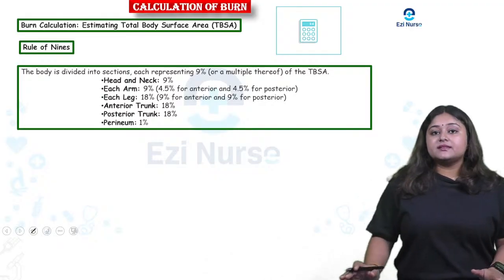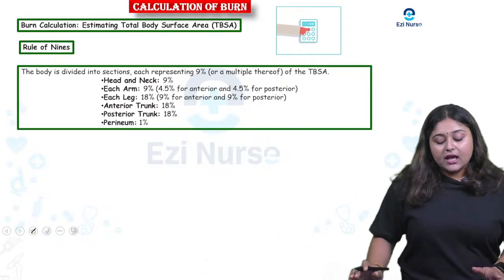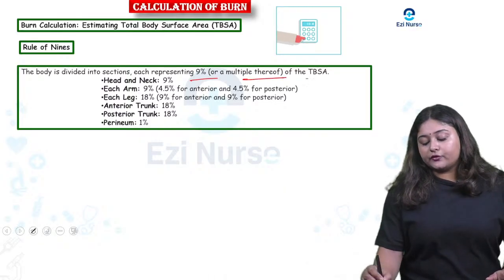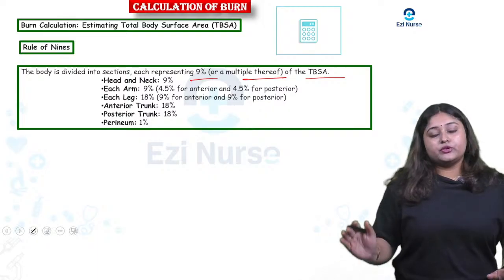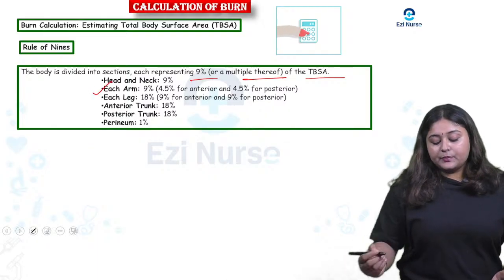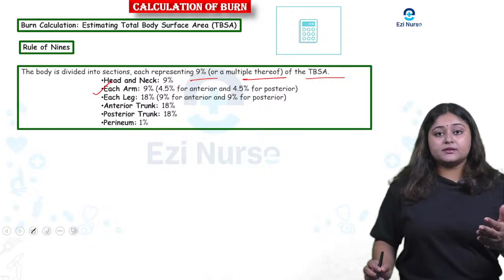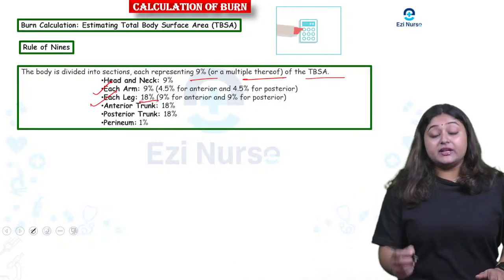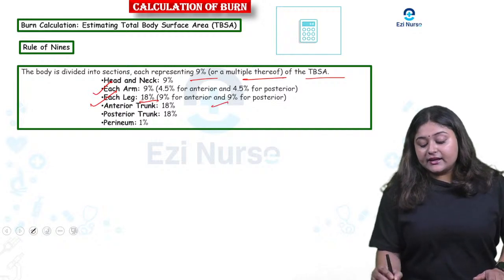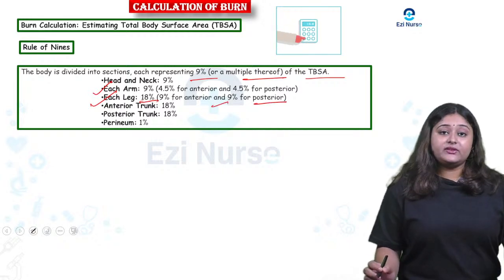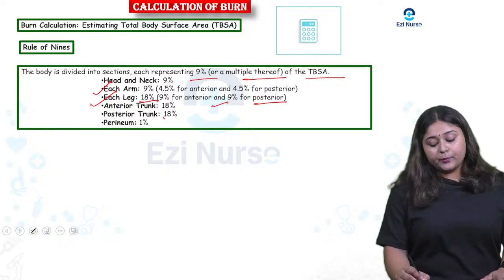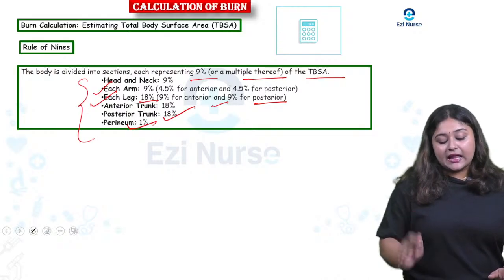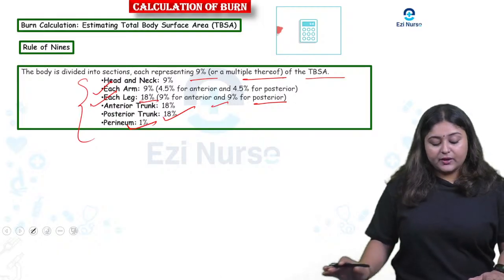So in this case we have to divide the body into sections, each representing 9% or a multiple thereof of the TBSA. Head and neck is 9%, each arm 9%, 4.5% for the anterior surface, 4.5% for the posterior surface, each leg 18%, 9% for anterior and 9% for the posterior. Anterior trunk 18%, posterior trunk also 18%, and perineum 1%. So this is the calculation for the rule of 9 based on the adult.